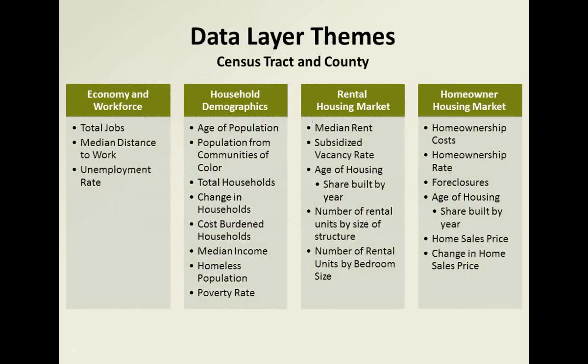We have over 30 indicators from multiple sources that profile the social, demographic, and economic characteristics of households, the housing market, and employment as it pertains to the market for affordable housing. These individual data points are broken into 4 thematic categories. We have economy and workforce, which has jobs and unemployment type data, household demographics, containing information about the general demographic makeup of the communities, as well as 2 data themes on housing market.